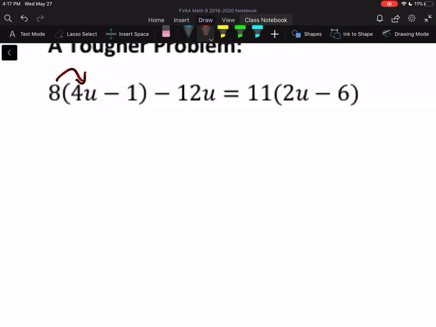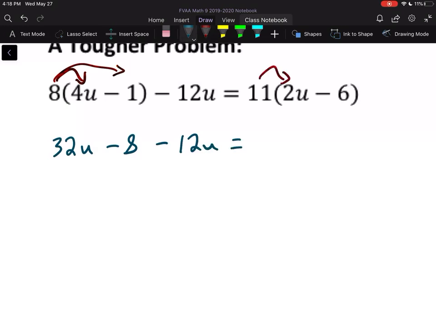8 times 4u is 32u. And then 8 times negative 1 is negative 8. Okay, and that is beside negative 12u is equal to 11 times 2u, which is 22u, and 11 times negative 6, which is negative 66. All right, so now we've gotten rid of our brackets.